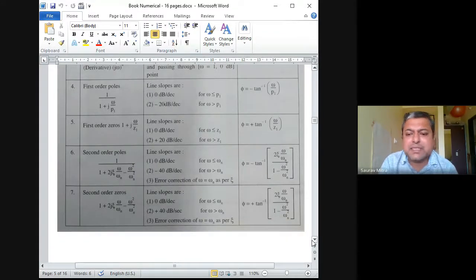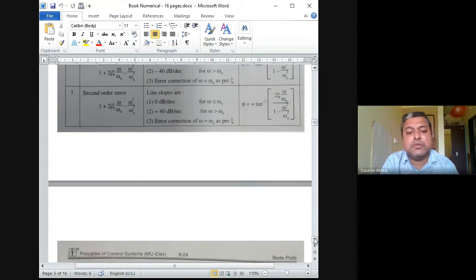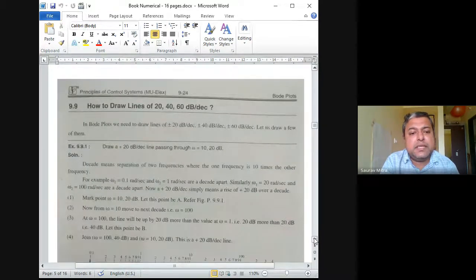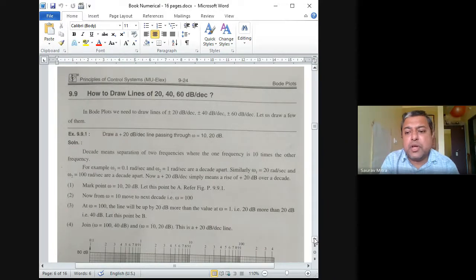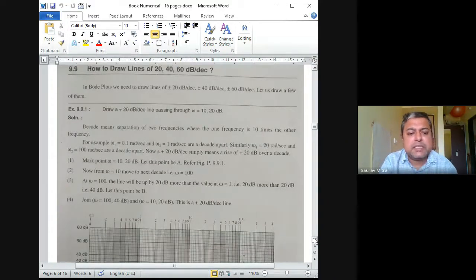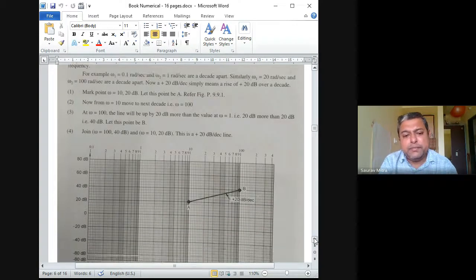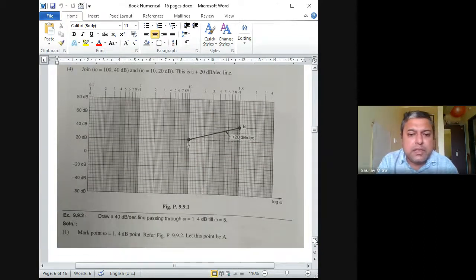So all the basics are done except the second order poles. Now I am telling you how to formulate for the final exam and how to write it. One or two numericals we will see how to solve, and then it will be easier for us. So how to draw lines? Now please concentrate, how to draw lines of 20 dB, 40 dB, 60 dB per decade at any point. I think all of you are there, so please understand this point.